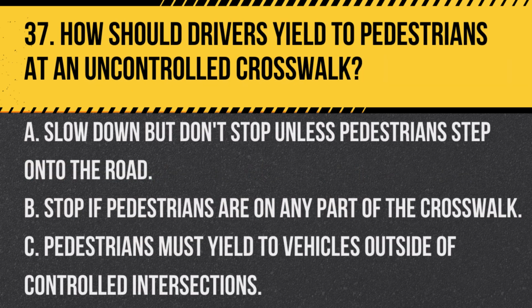Question 37. How should drivers yield to pedestrians at an uncontrolled crosswalk? A. Slow down, but don't stop unless pedestrians step onto the road. B. Stop if pedestrians are on any part of the crosswalk. C. Pedestrians must yield to vehicles outside of controlled intersections. Answer. B. Stop if pedestrians are on any part of the crosswalk. Drivers must always yield to pedestrians at crosswalks.